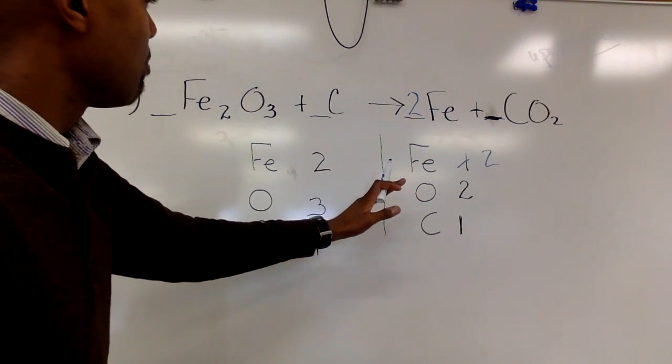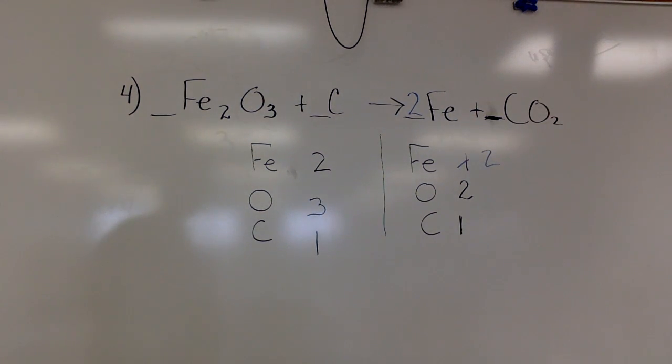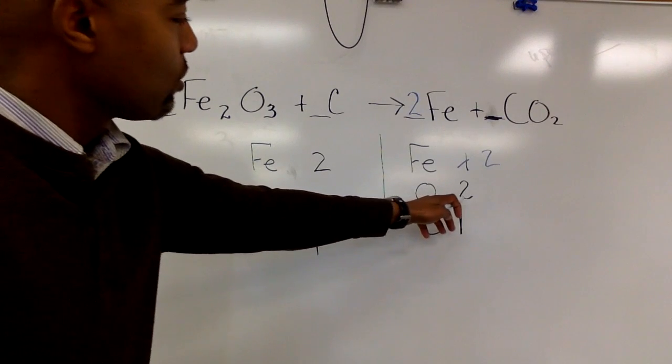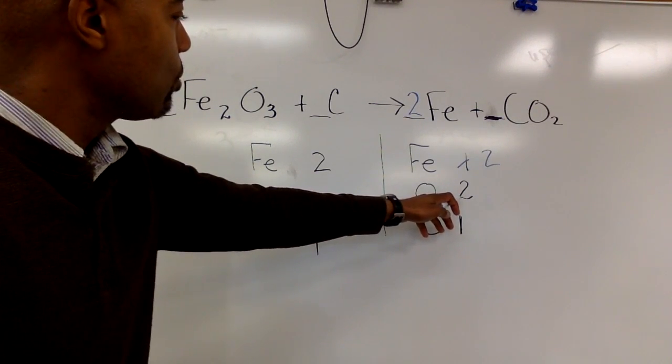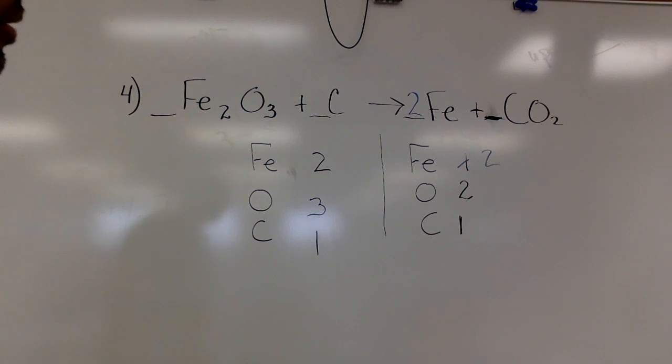Now I'm going to come back to this side. All right. Actually, you know what? I'm going to stay over here because this number is lower. Okay, I see 2 oxygens here and I see 3 there. A common multiple is 6. So let's see what happens if I try to make both sides 6.